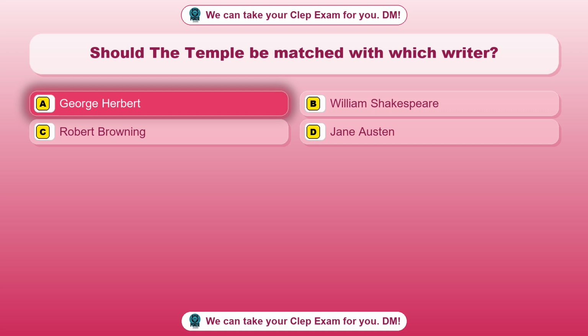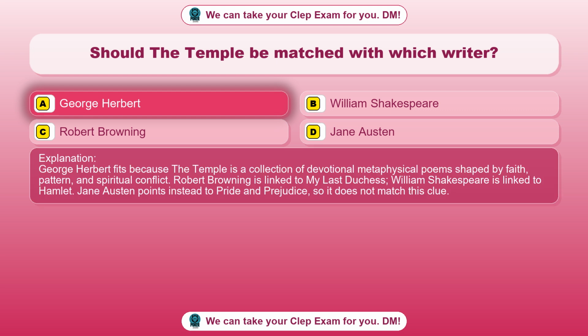George Herbert. George Herbert fits because The Temple is a collection of devotional metaphysical poems shaped by faith, pattern, and spiritual conflict. Robert Browning is linked to My Last Duchess, William Shakespeare is linked to Hamlet. Jane Austen points instead to Pride and Prejudice, so it does not match this clue.